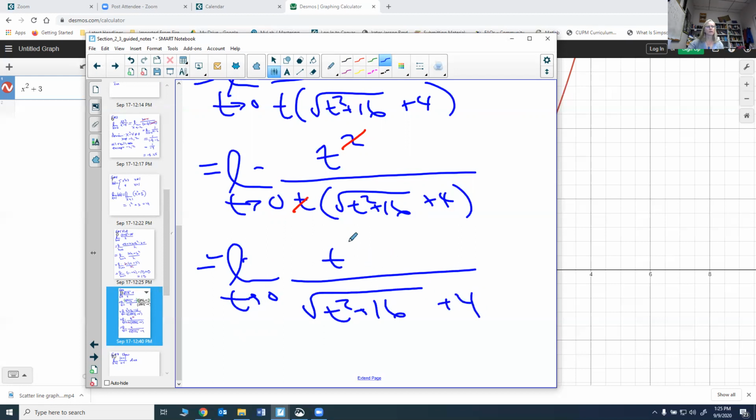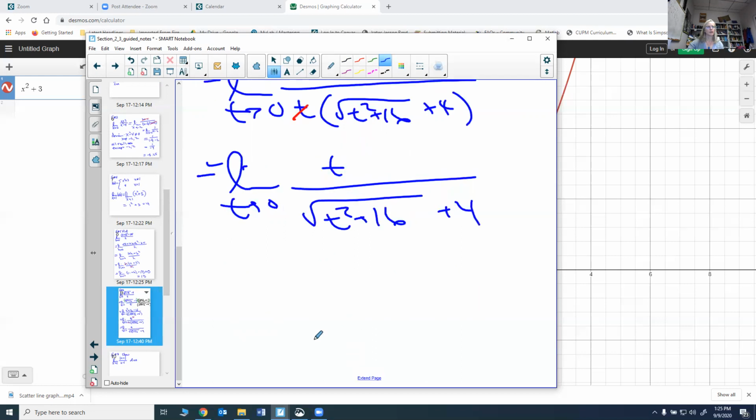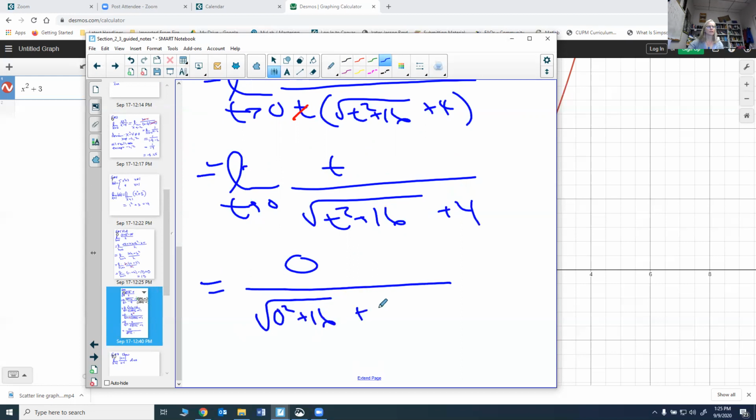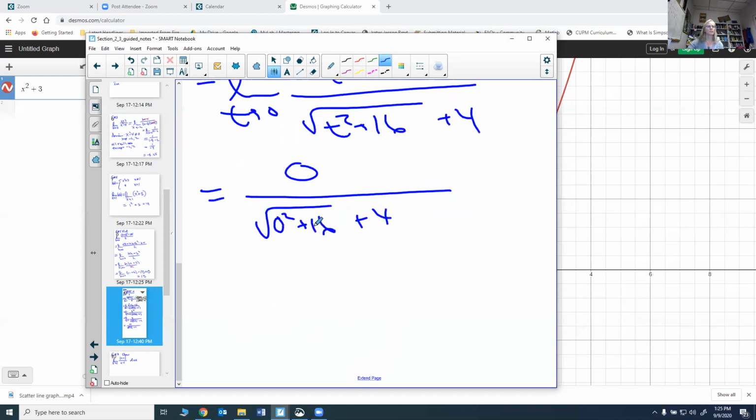Now if I plug 0 into the top, I get 0. And if I put 0 into the bottom, I get the square root of 0 squared plus 16 plus 4, which is not 0. This is actually going to be 4 plus 4, which is 8. So I get 0 over 8, which of course is 0. So there's my limit.